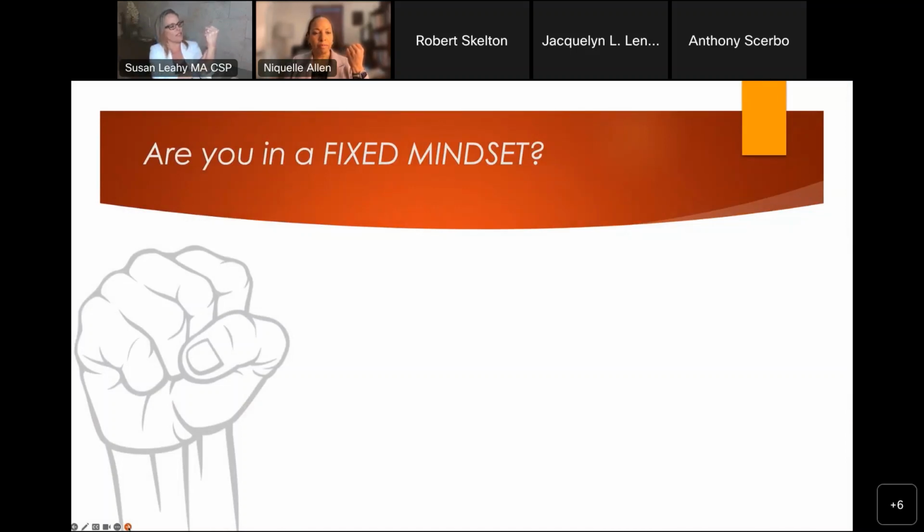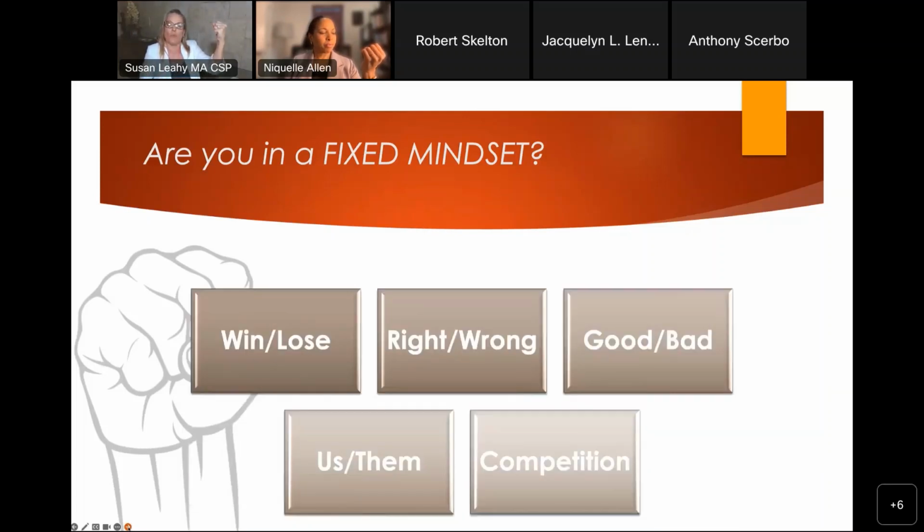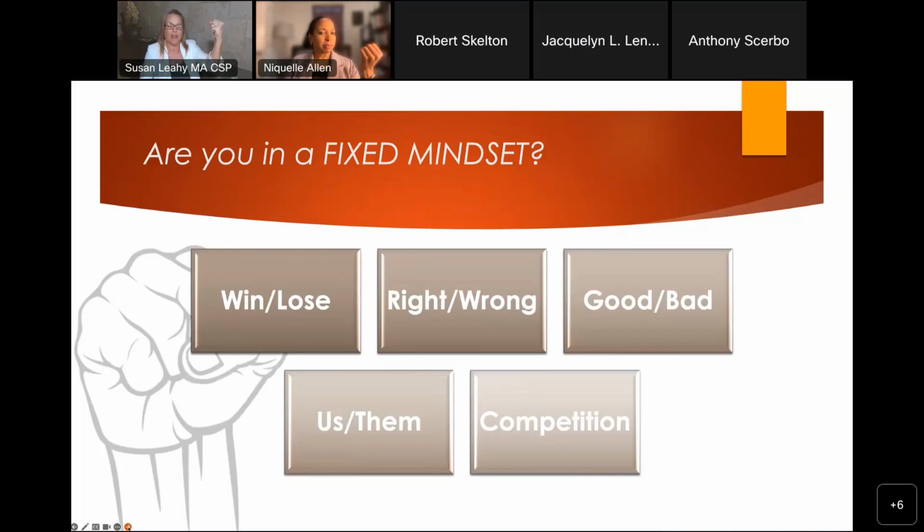I want you to look at this fist because this fist represents on any given day your mindset. So go ahead and take a moment and just look at your fist, owning that this is the way your mindset sometimes shows up in conversations. This represents what we call the fixed mindset. The fixed mindset is obviously closed. And what we find is that when we're in a closed or fixed mindset, our mind is positional.